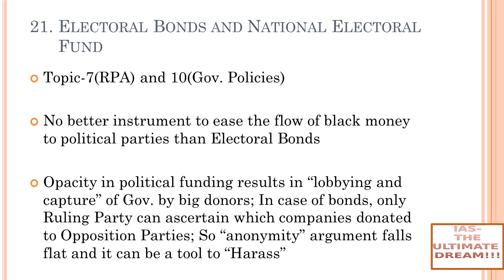The biggest negative aspect of electoral bonds is that now only the ruling party can ascertain which company donated to the opposition party. So the anonymity argument falls flat, as only the government is in a position to harass. We have always seen secrecy and anonymity as the two aspects, but anonymity doesn't work in the case of the ruling party, because bonds are issued by banks. The bank can always reveal your identity if they want, or if the ruling party pressurizes them. So the ruling party can ascertain which companies donated to the opposition party, and this electoral bond can be a tool to harass. I hope you are understanding. These are all the negative points of electoral bonds.